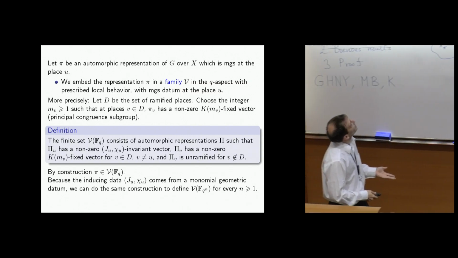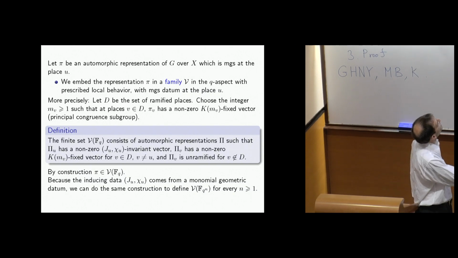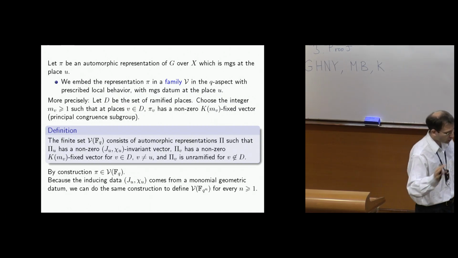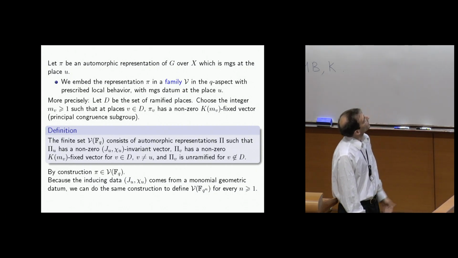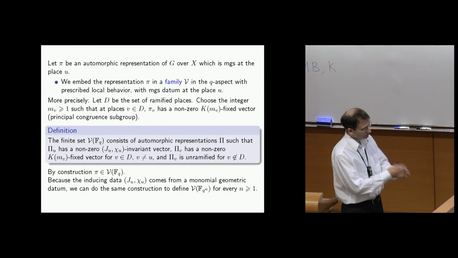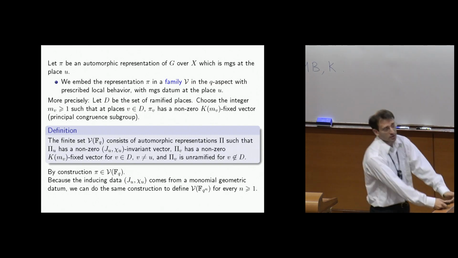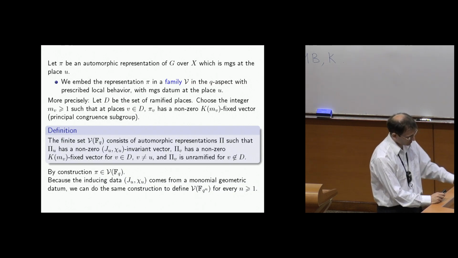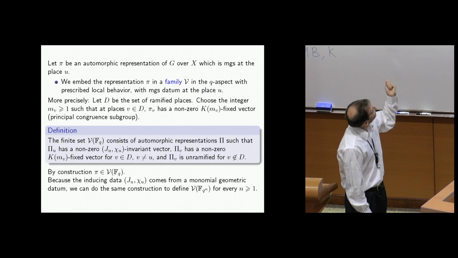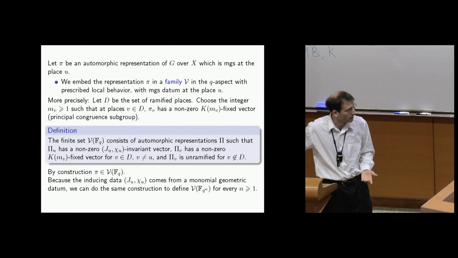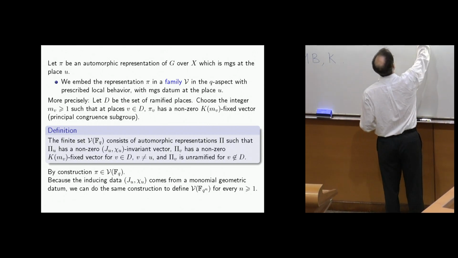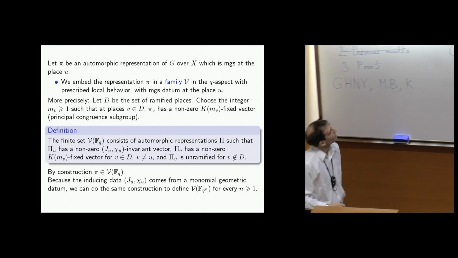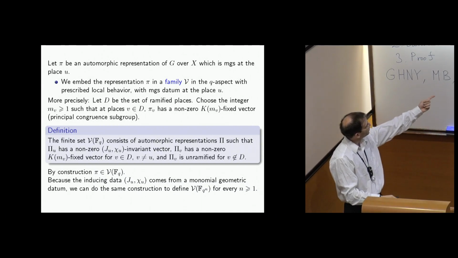And so formally, it looks like this. You fix your ramified places, and then you fix a level, and you consider only the representations with that level. And then at the place u, you have this MGS condition. And what you do, in fact, you again impose this MGS condition for every member of V, of the family V. And the definition of MGS was made so that this works. So this works over F_q. But so far, F_q is just a fixed thing.